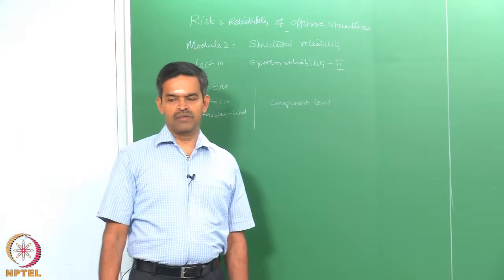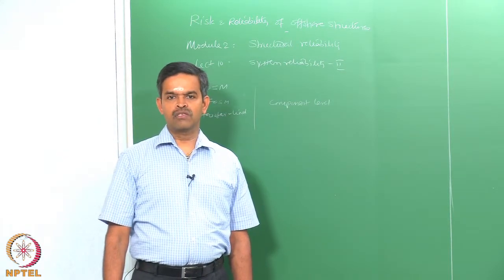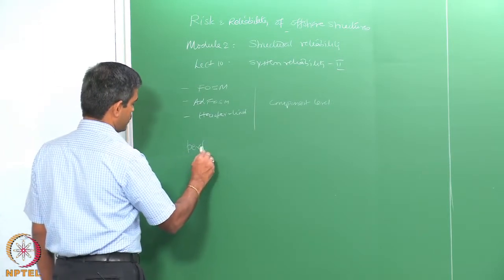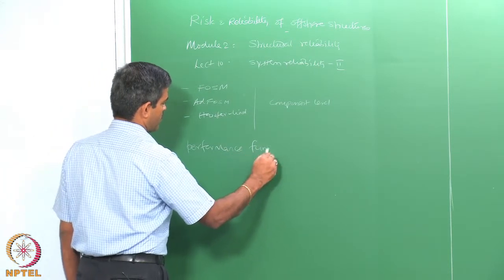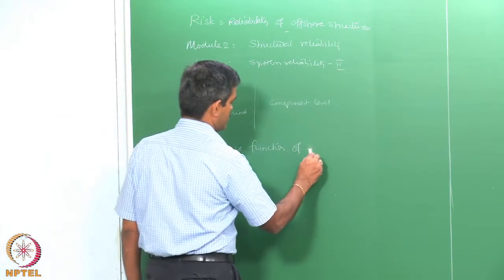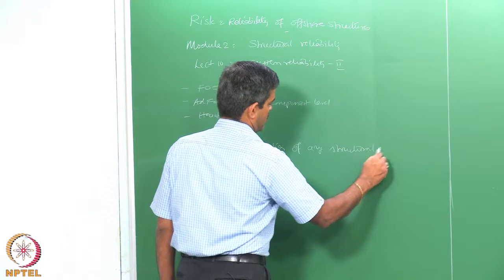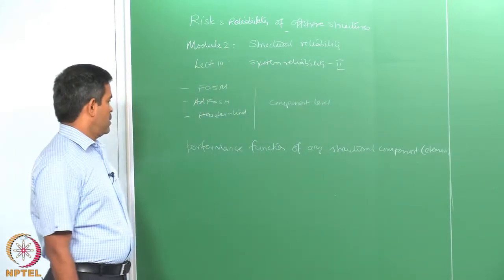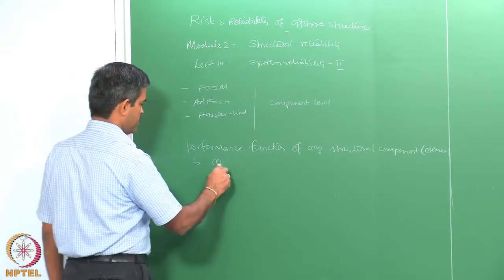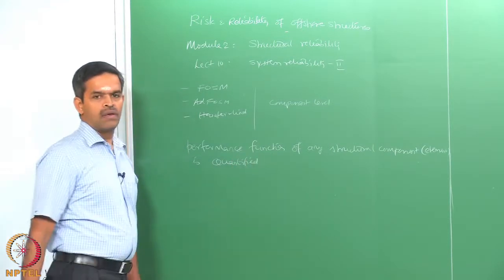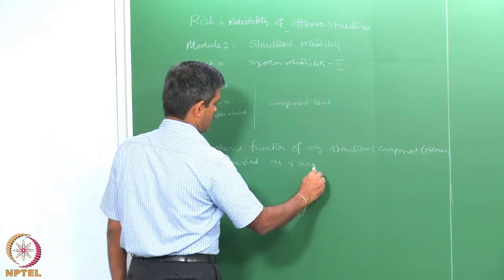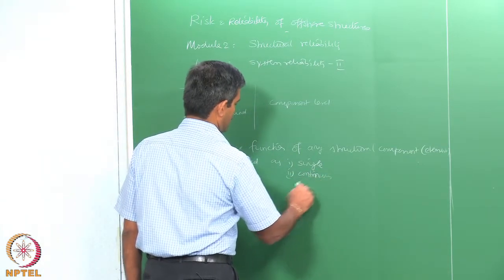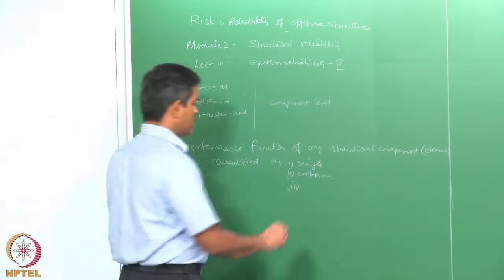Performance of a structural component or an element is quantified as a single, continuous or differentiable limit state function. So, when you talk about the performance function of a structural component, what we can say at an element level can be quantified in three ways, maybe as a single limit state function, maybe a continuous limit state function, or a limit state function which is differentiable.